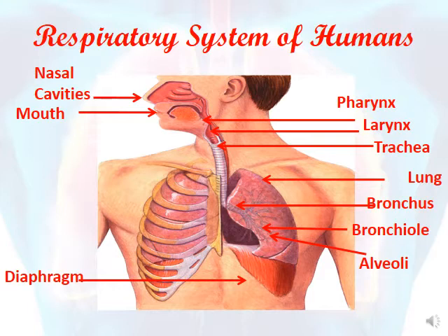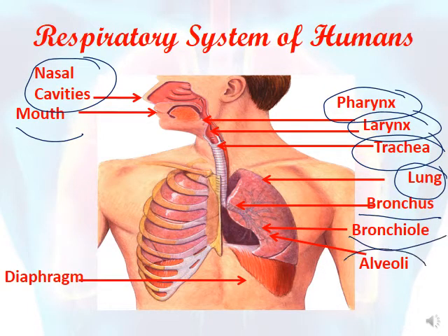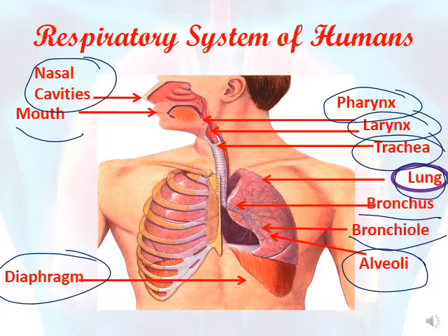The respiratory system consists of the nasal cavities, the mouth, pharynx, larynx, the trachea, and the lungs, which are the most important part of the respiratory system of humans. We have the bronchus, the bronchioles, the alveoli or the air sacs, and here we have the diaphragm. So here, as I said, the lung is the most important part of the respiratory system in humans.